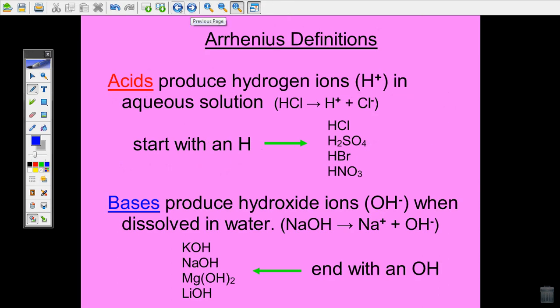Arrhenius definitions. Okay, so there's two types of acids, Arrhenius and Bronsted-Lowry. The Arrhenius ones are very easy to recognize because they all start with an H, and they produce that when they dissociate and conduct electricity. They all produce hydrogen ions in solution. Bases all produce hydroxide ions. So Arrhenius bases all end in OH. So those are pretty easy to recognize.